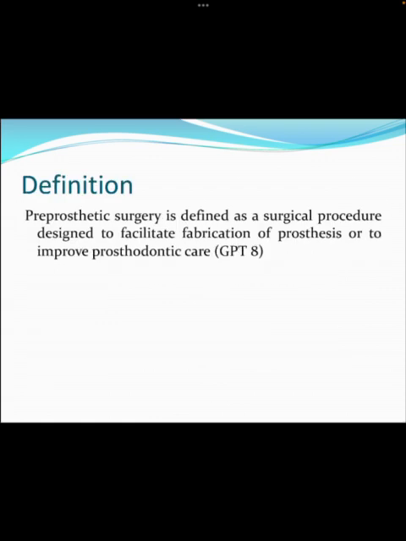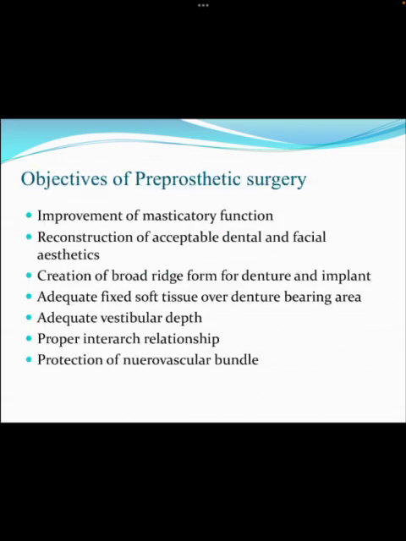Coming on to the definition as per the GPT, pre-prosthetic surgery is defined as a surgical procedure designed to facilitate fabrication of prostheses or to improve prosthodontic care. Its objectives are to improve masticatory function, reconstruct acceptable dental and facial aesthetics, create a broad ridge form for denture and implant, provide adequate fixed soft tissue over the denture bearing area, and adequate vestibular depth for proper intra-arch relationship and protection of the neurovascular bundle.